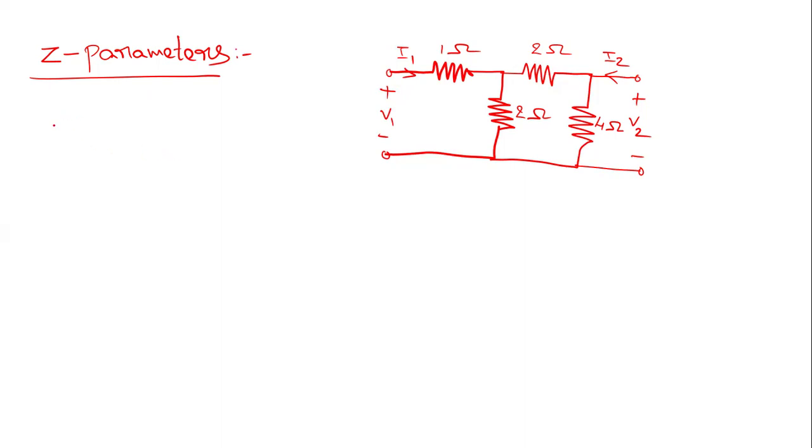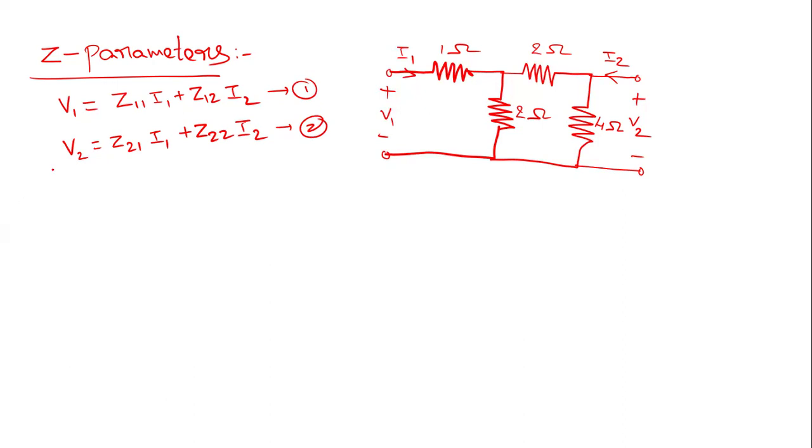To find the Z parameters, first we need to write the parameter equations. What are the Z parameter equations? V1, V2 are dependent variables, I1, I2 are independent variables. So we will write V1 is Z11 I1 plus Z12 I2, and V2 is Z21 I1 plus Z22 I2. Okay, these are the Z parameter equations.